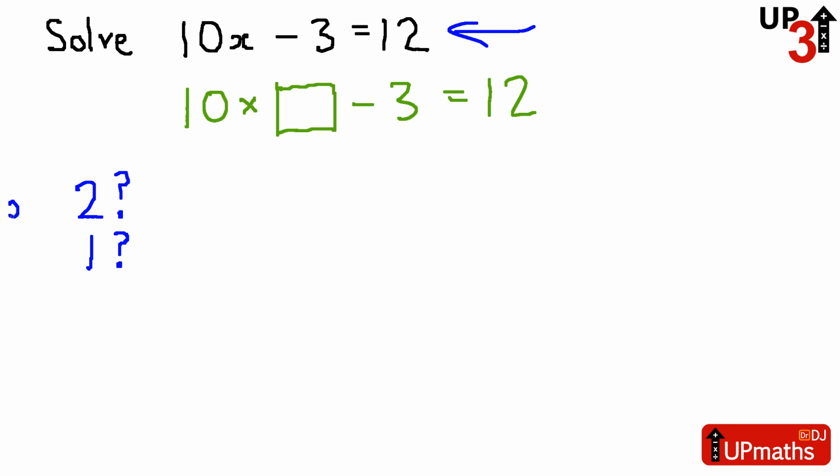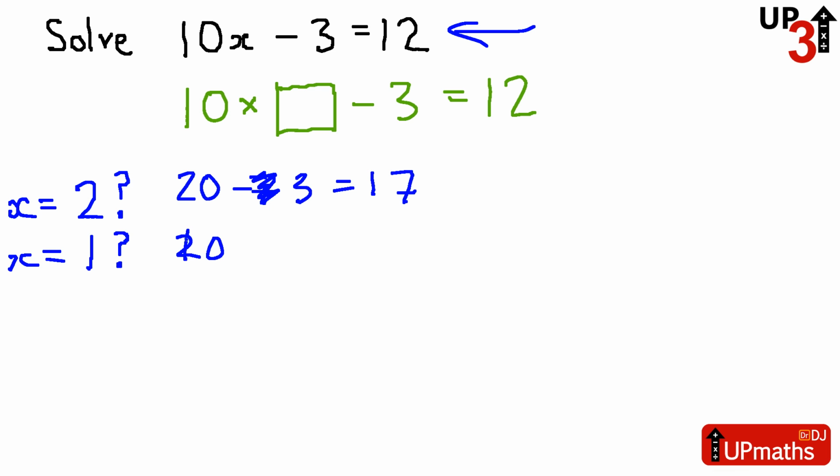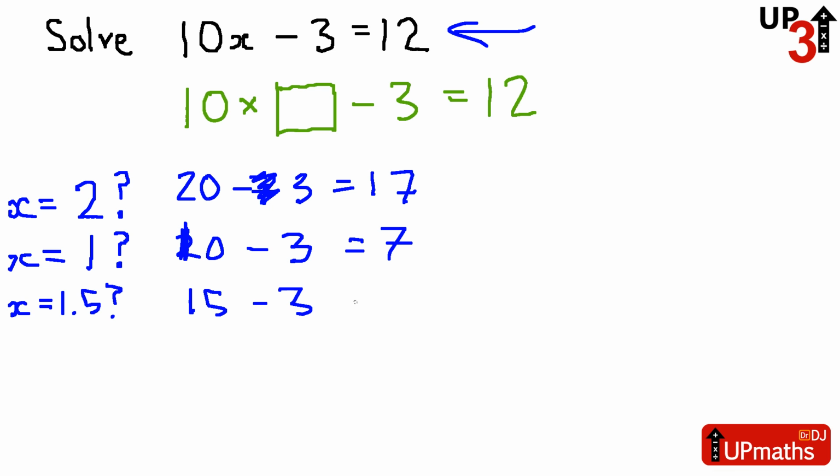What if x is 2? Well, then that would make 20 minus 3, which is 17. That's not right. What if x is 1? Then that would be 10 minus 3, which is 7. Well, that doesn't work, does it? Wait, it's got to be somewhere in the middle. So what if it's x equals 1.5? So that'd be 15 minus 3, which is 12. Aha! Done it. x equals 1.5.